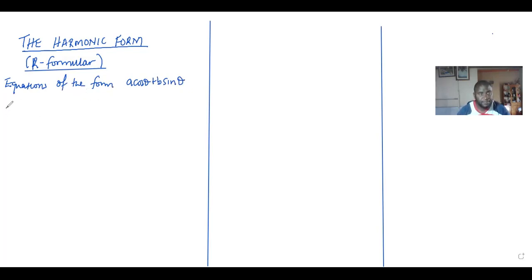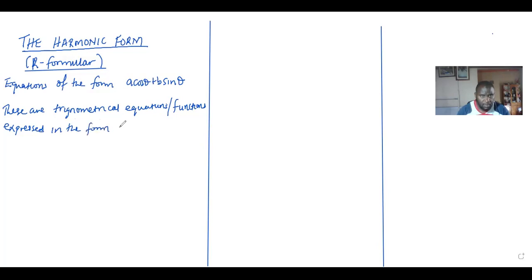So we can say these are trigonometrical equations of functions expressed in the form of r cos of theta plus or minus alpha, or r sine of theta plus or minus alpha, where alpha is an acute angle.